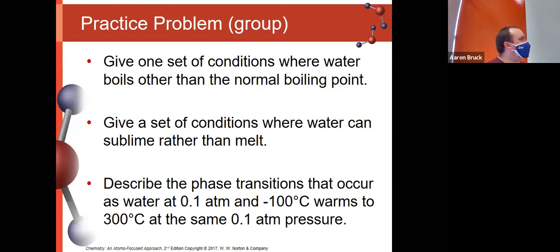What I want you to do is answer these three questions given that phase diagram on the previous slide. What is one set of conditions where we will see boiling other than at one atmosphere? And what temperature will that be? Where will we see sublimation, ice going to water vapor, as opposed to ice going to liquid water? And if we start at 0.1 atmospheres and -100 Celsius, what's going to happen to that water as it goes up all the way to 300 Celsius?